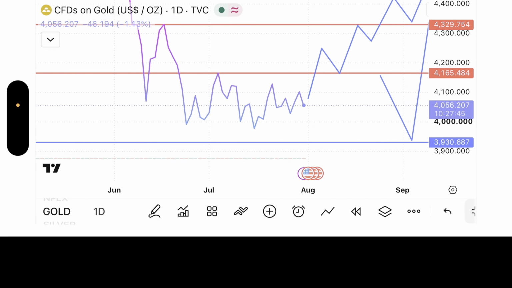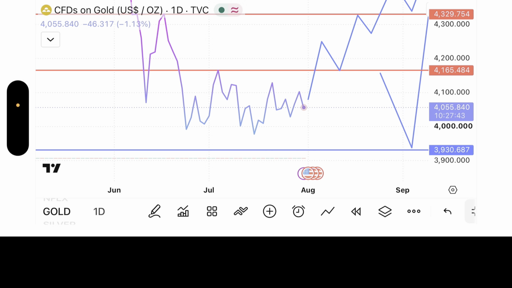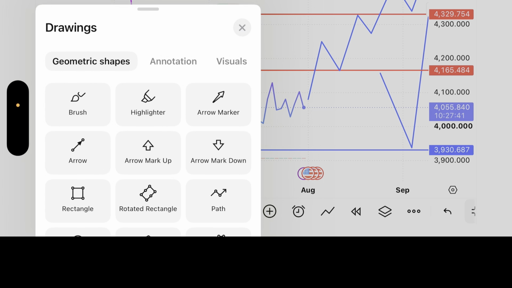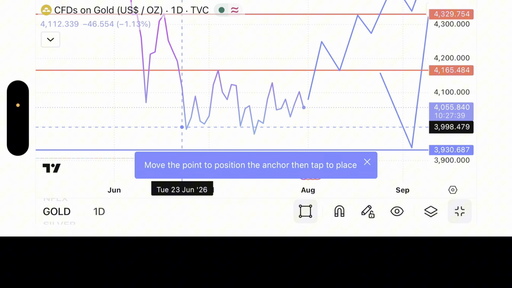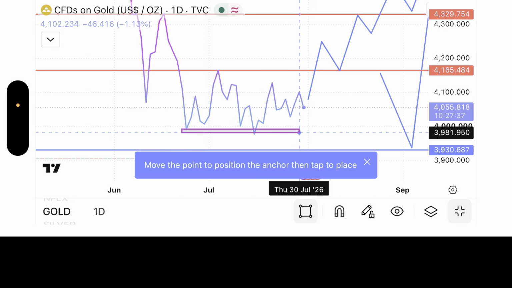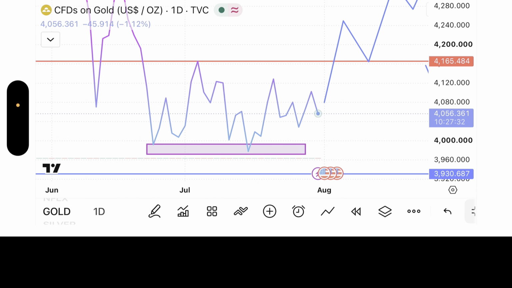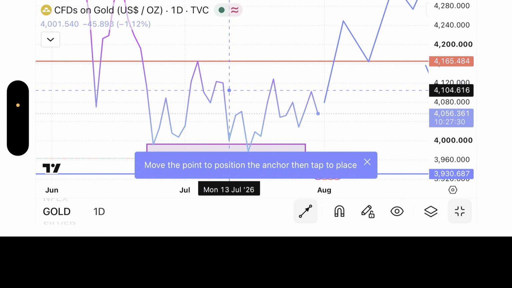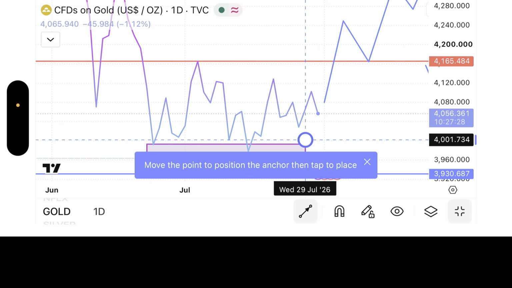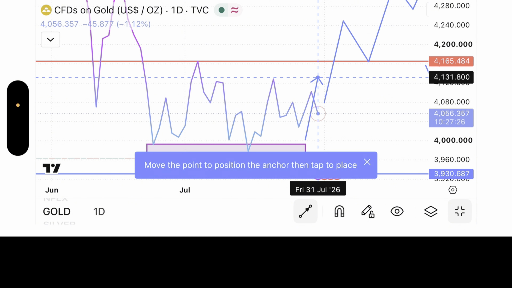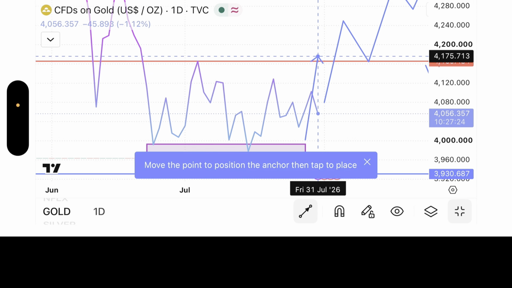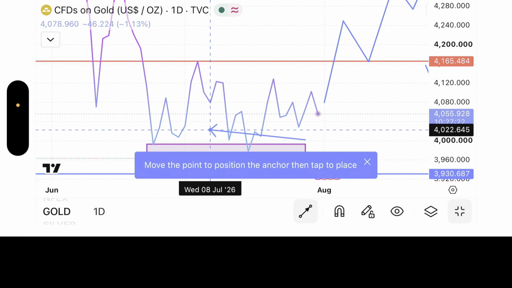And on the daily time frame, we can also see that gold created this current daily support. Which means gold is now trying to push back to our major resistance up here. It's pushing towards this resistance, since it's coming from our support.